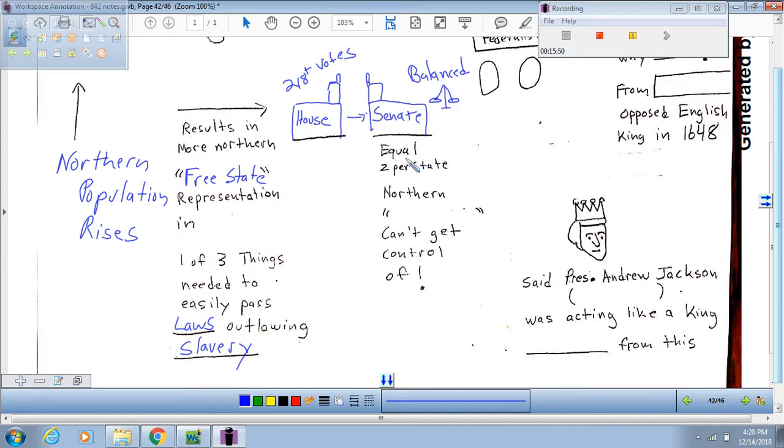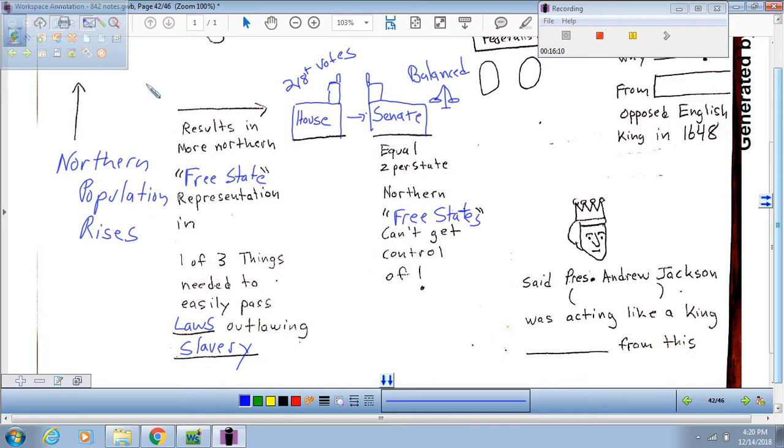So the South is so worried about losing control of the Senate because then the North, the free states, would have control of both houses of Congress. And if they have control of both houses of Congress, all they would need is a president to sign an anti-slavery bill. And that is the South's worst nightmare, to lose their slaves.